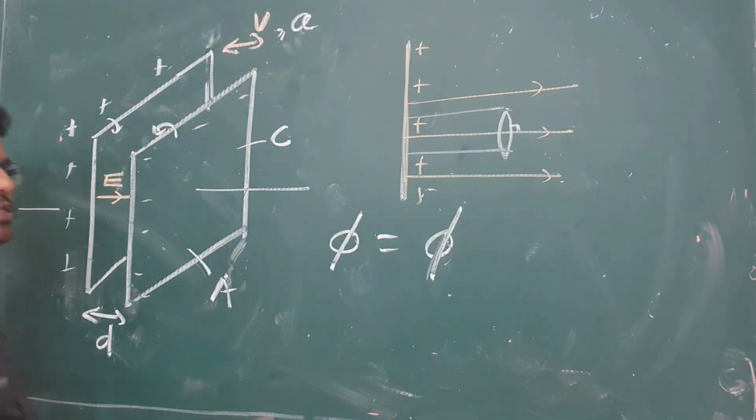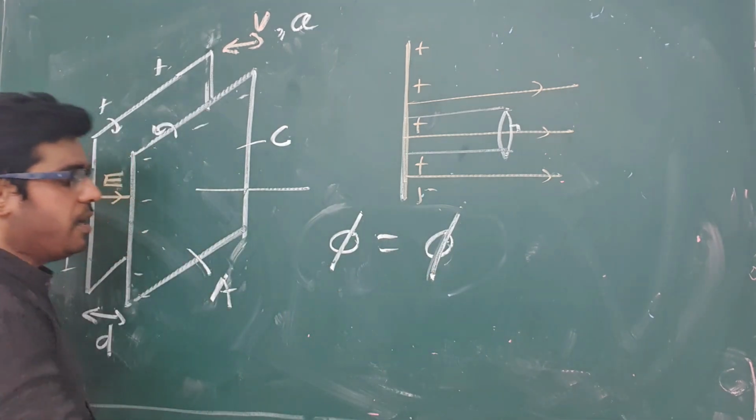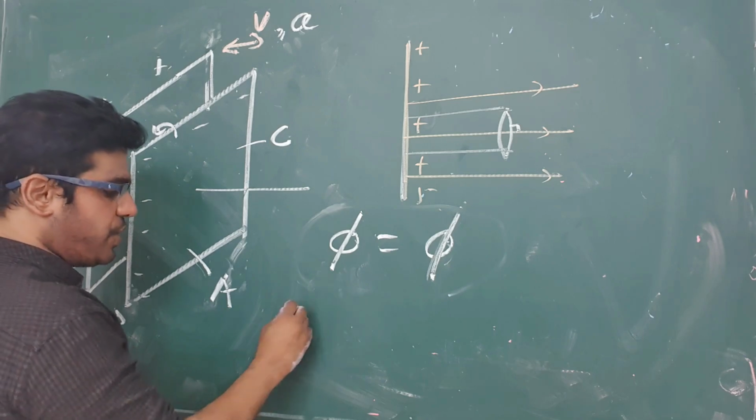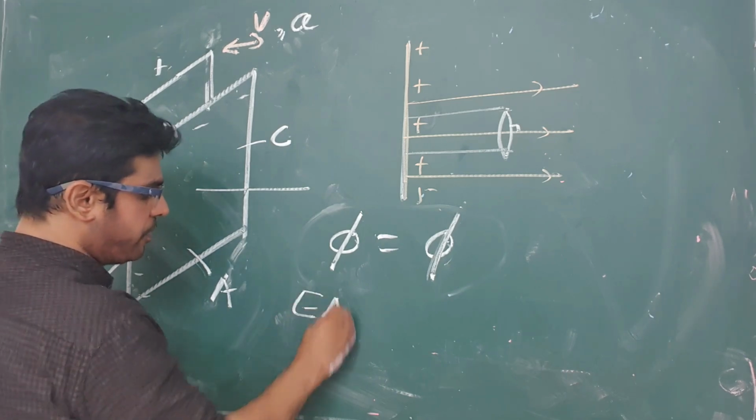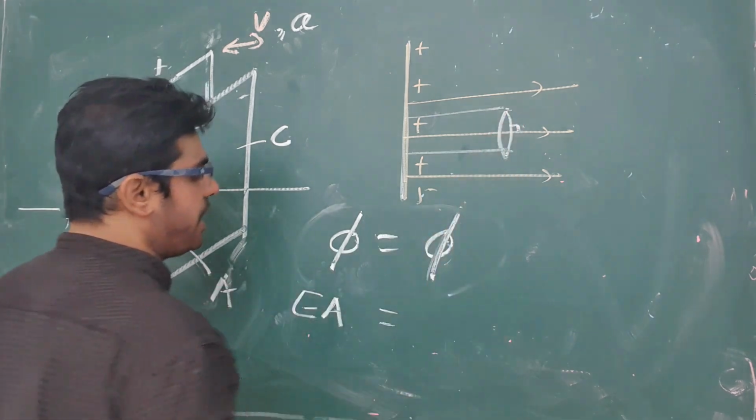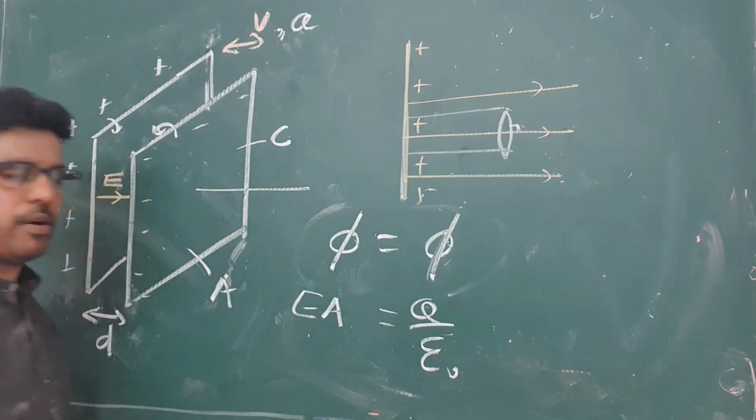Everyone knows when you use the Gauss theorem in the calculations, we write phi equals phi. The left hand side is given by the definition, it is given by EA, with no sin theta or cos theta because that is perpendicular to the lines. And the other part is given by Gauss theorem, Q divided by epsilon naught.